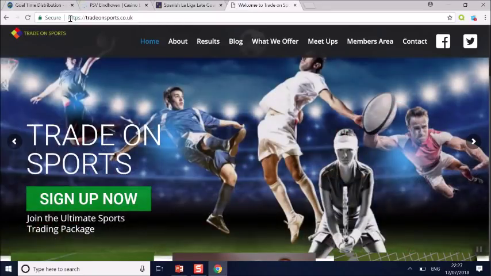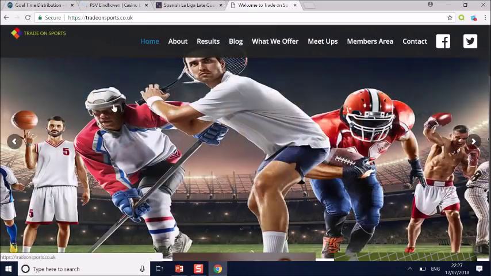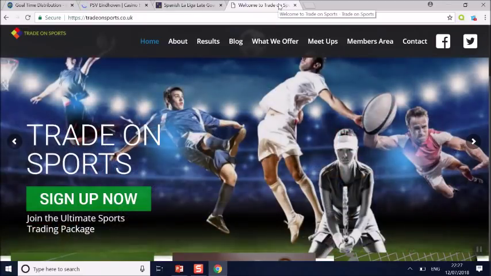But again, I think Trade on Sports is something to look into, regardless of what you think about the guy who is behind this particular component of Trade on Sports. I think it's something that's useful to look into.